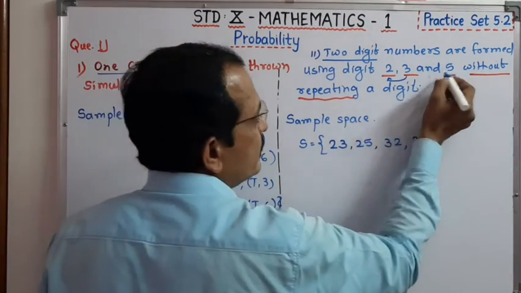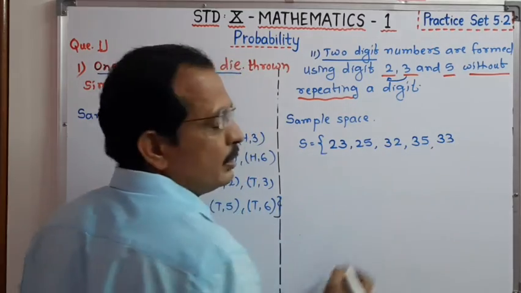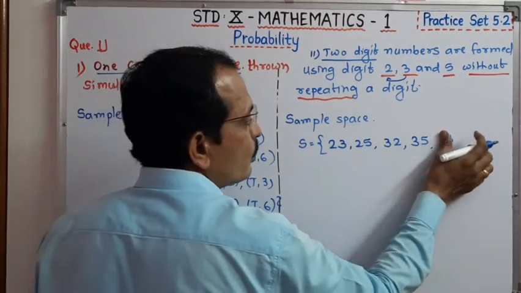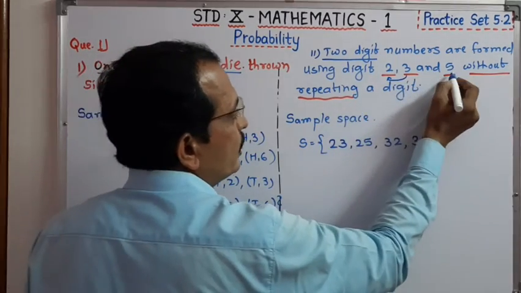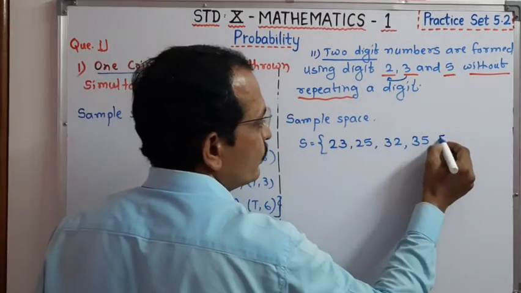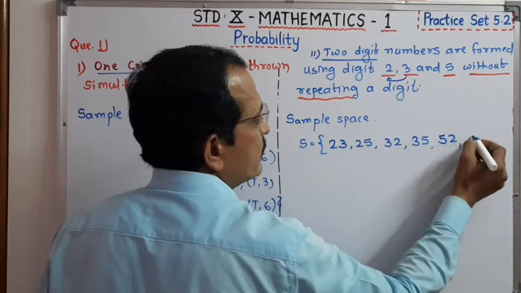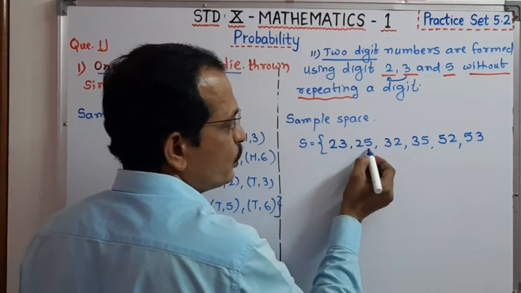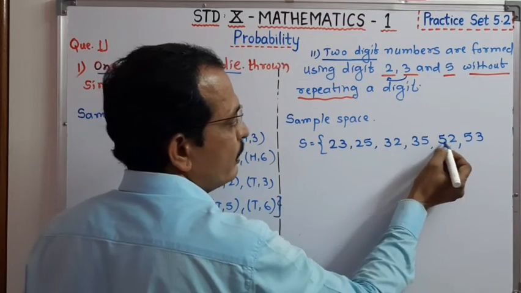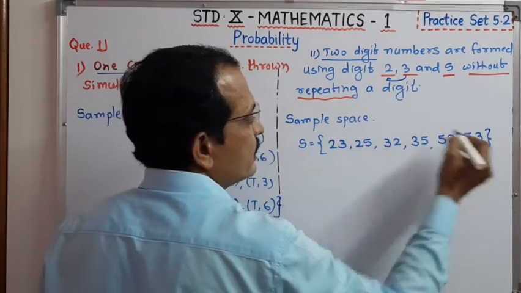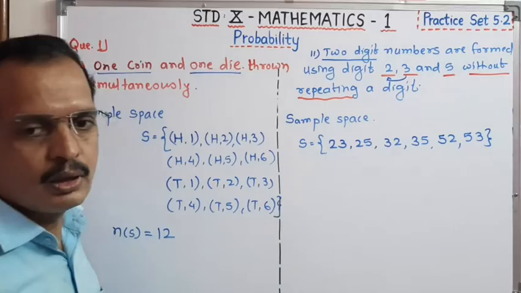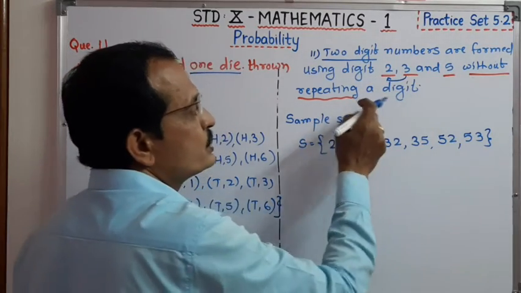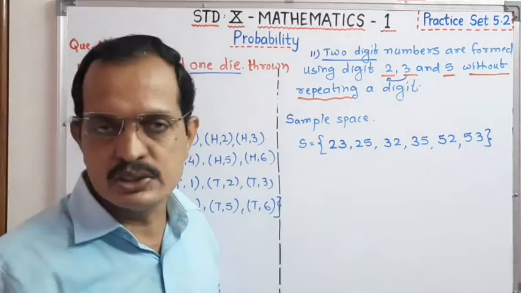Then we can write 33. But here we can't write because we did not have to repeat the digit. Therefore this 5 with 2, 5, 2, and here it is 5, 3. Therefore, dear student, 23, 25, 32, 35, 52, 53. These are the 2-digit numbers formed by using these 3 digits without repeating the digit.